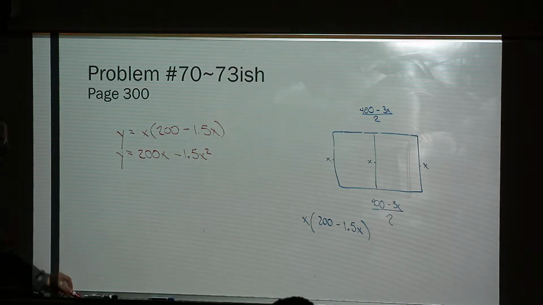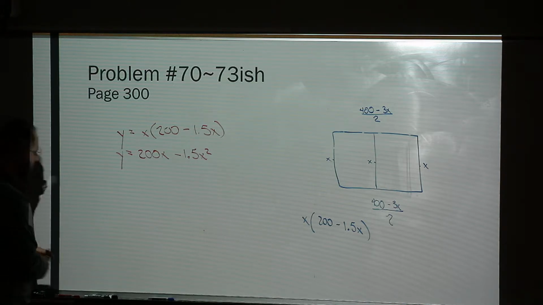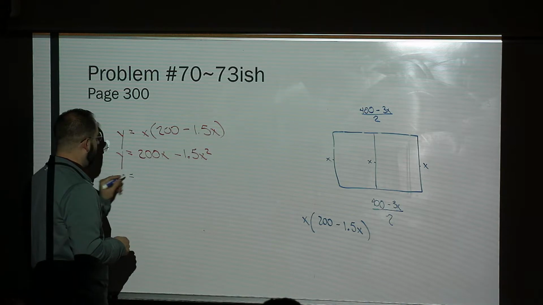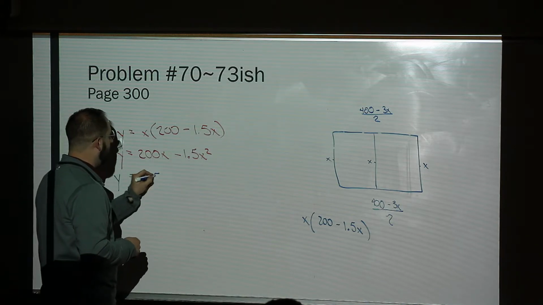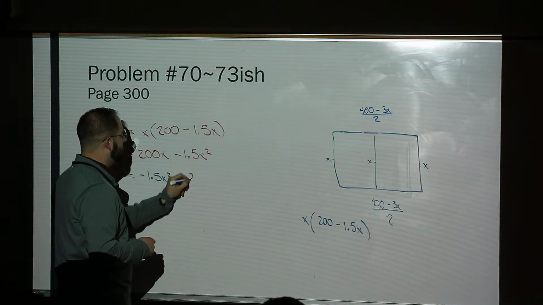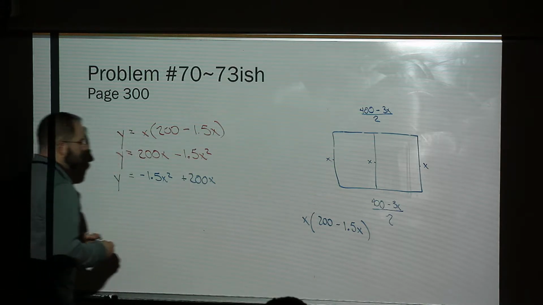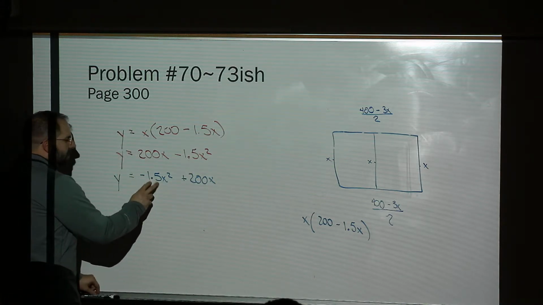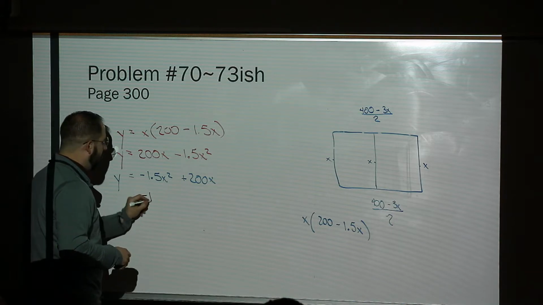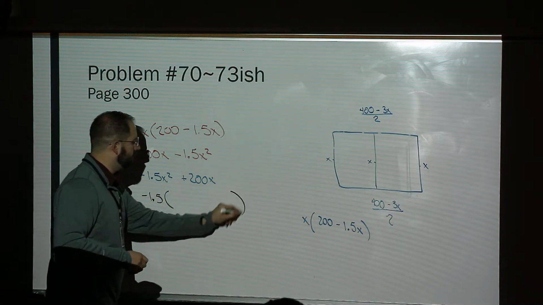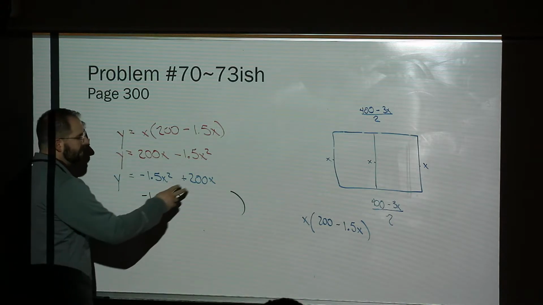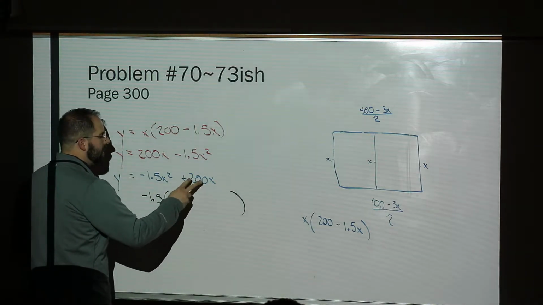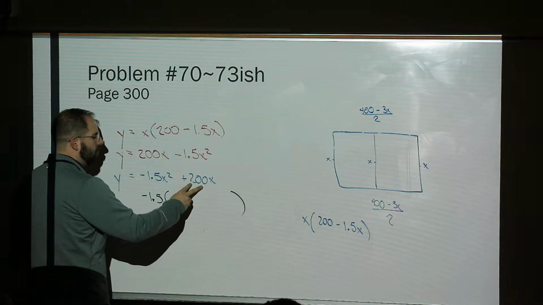And again, remember, x is the dimension for my playground, the parallel walls. And then the y number is the area that we're going to find, the total area of the playground itself. So if I rearrange this thing to make it a little bit easier to look at, negative 1.5x squared plus 200x. So I'm going to factor this negative 1.5 out so I get the x squared by itself. So if I pull out the negative 1.5, I have to take 200 and divide by negative 1.5.